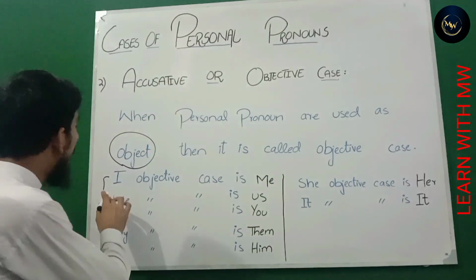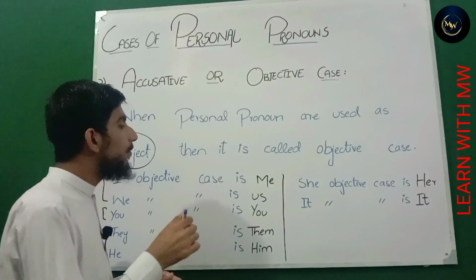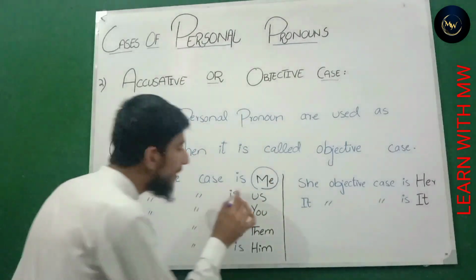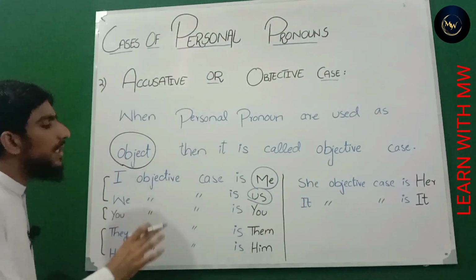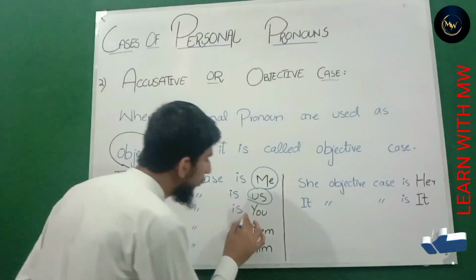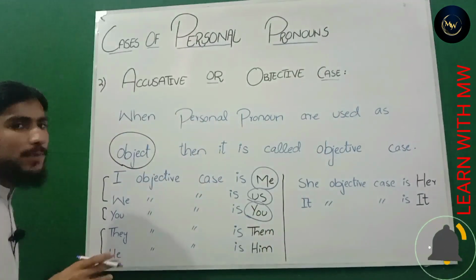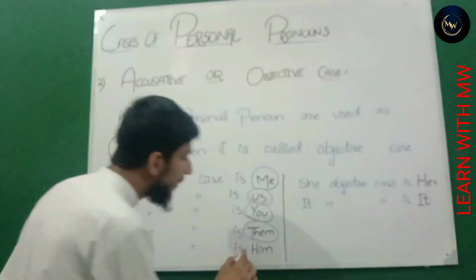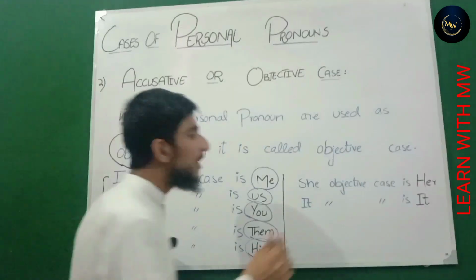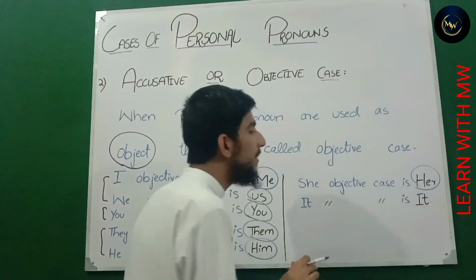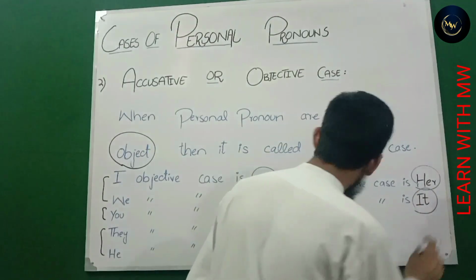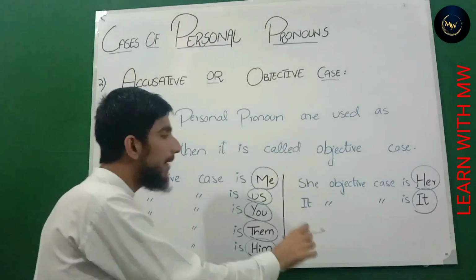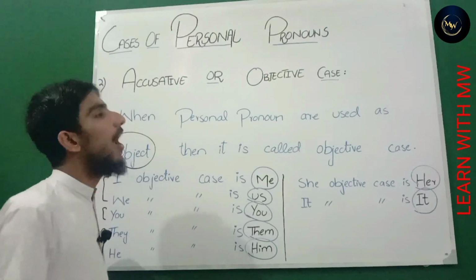Now, the objective case of I is me. We objective case is us. You objective case is similar to its nominative case, which is you. They objective case is them. He objective case is him, and she objective case is her, and it objective and nominative case are the same, it. So me, us, you, them, him, her, it are called the accusative case.